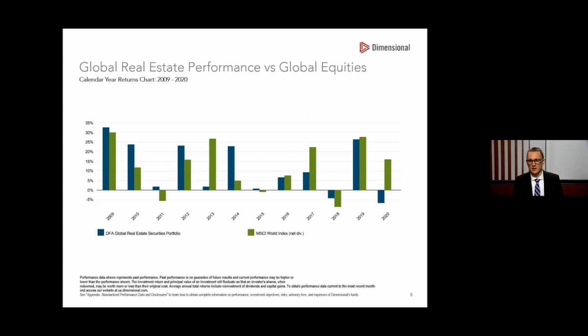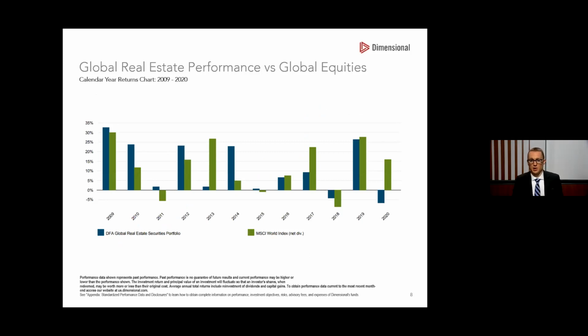This kind of highlights it in a different light. This is looking at calendar year returns, because sometimes when you look at compounding wealth over time, some of those later numbers start to be skewed by what happened before. This does a good job demonstrating what's happened in each individual calendar year.